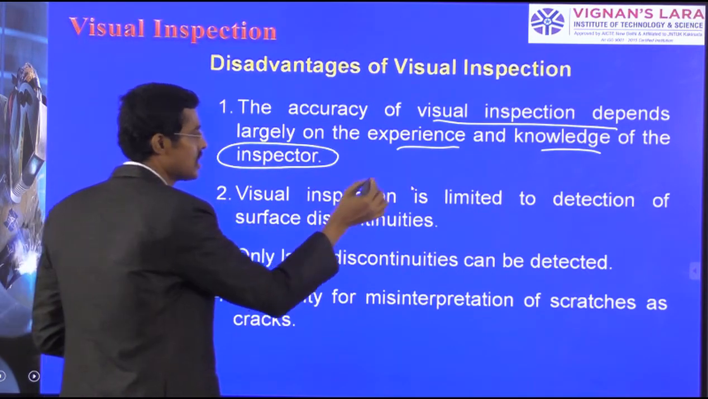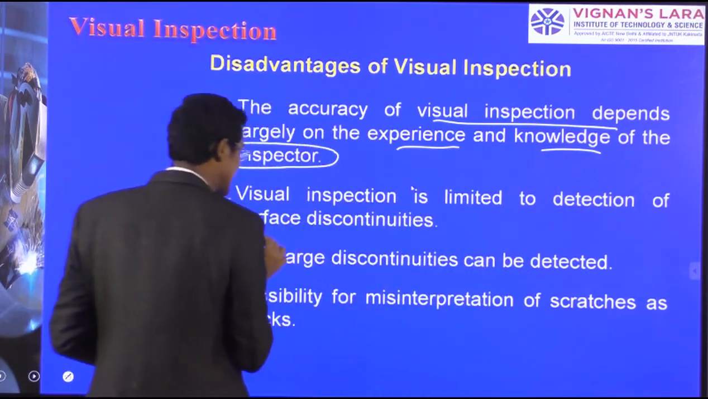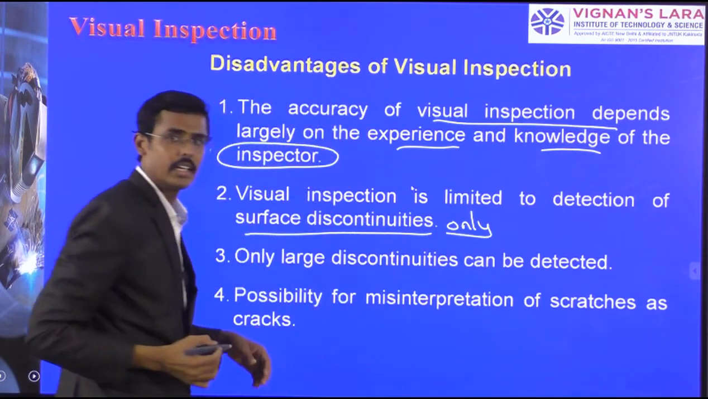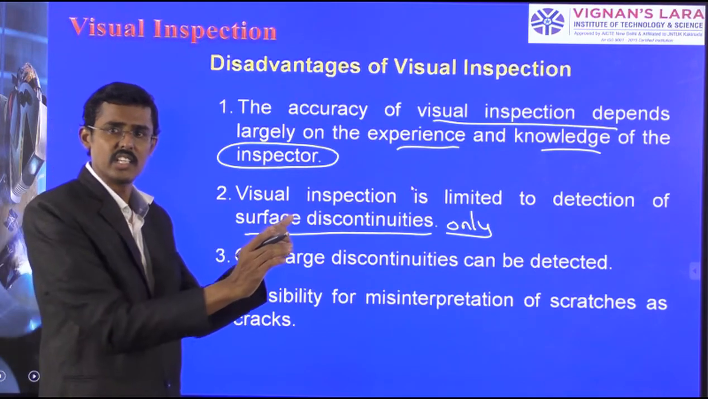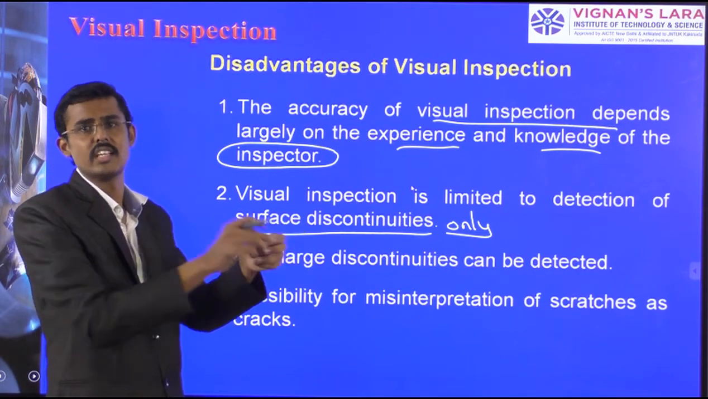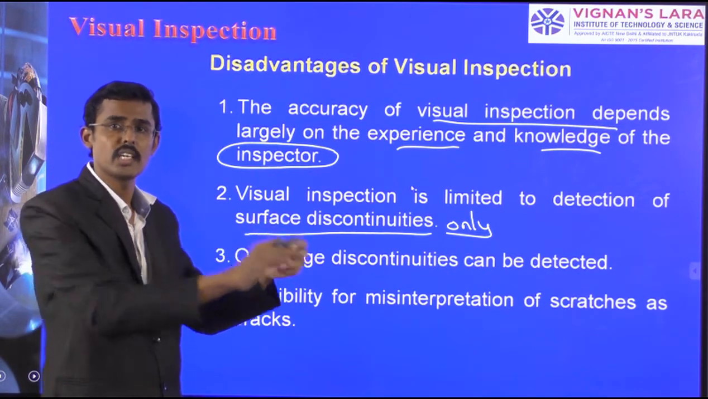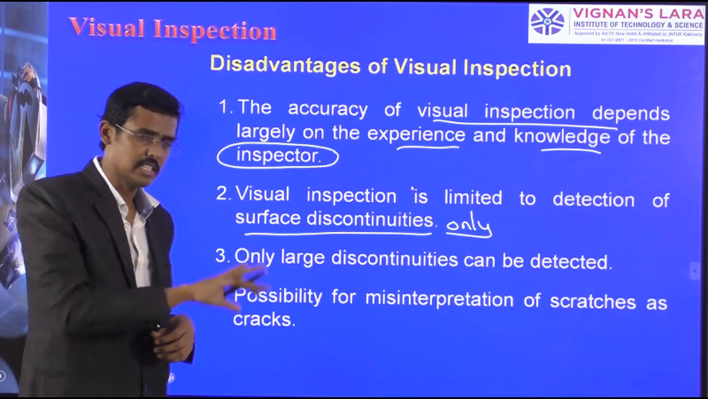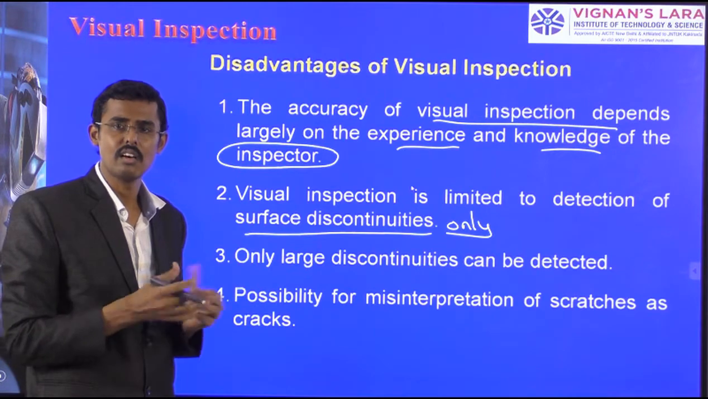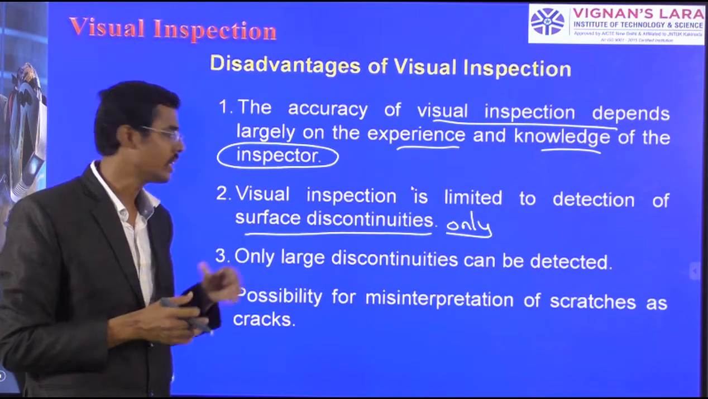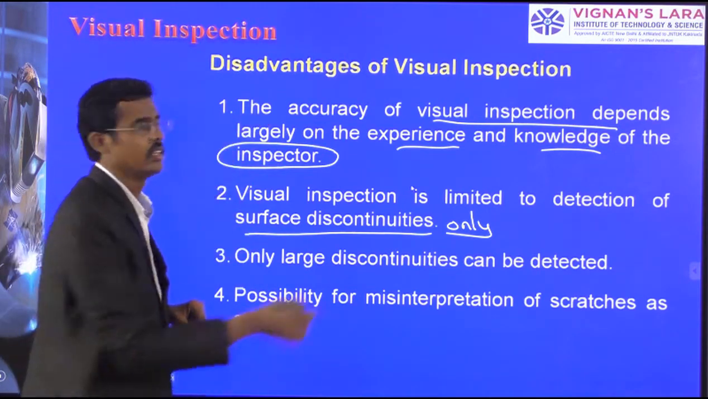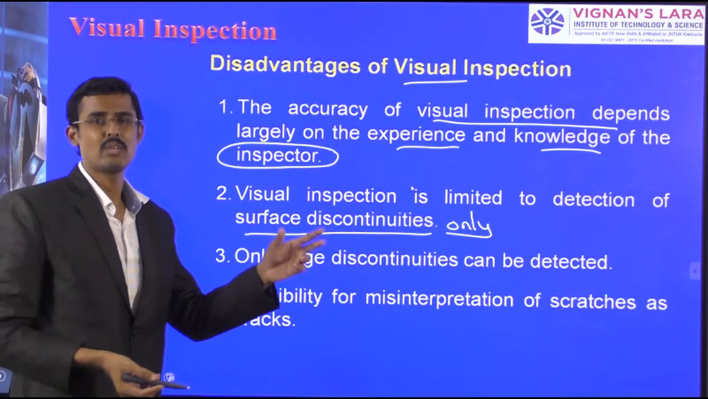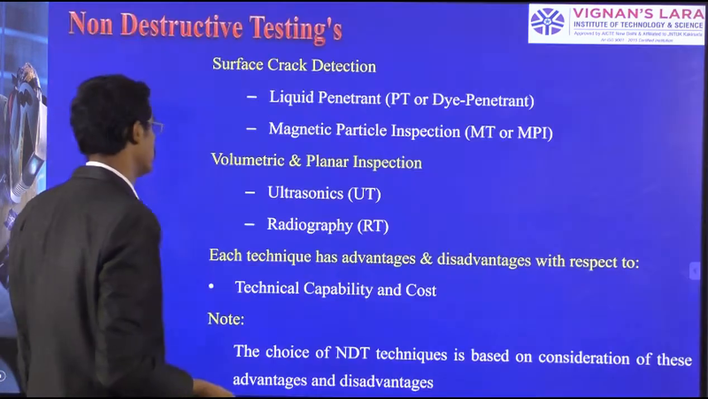Visual inspection is limited to the detection of surface discontinuities only. In case the defects are inside, like porosity or slag inclusions inside the welded zone, it is not possible to find them. Whether cracks are available on the surface, we are able to find. So that type of defect can be found by visual inspection. These are some of the disadvantages of visual inspection.